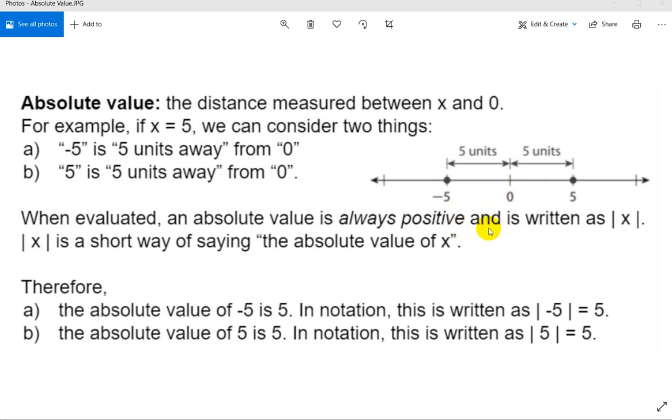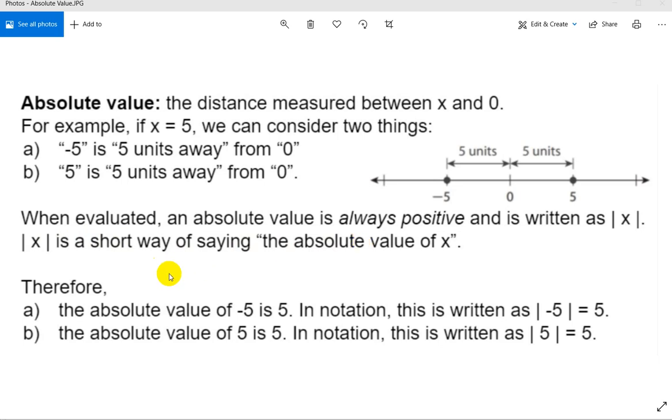An absolute value is written as two vertical lines with the x in the middle. This is called the absolute value of x. The two lines around the x are a short way of saying the absolute value of x.